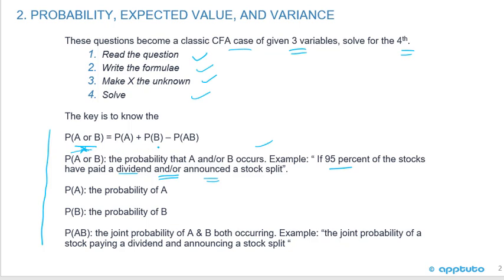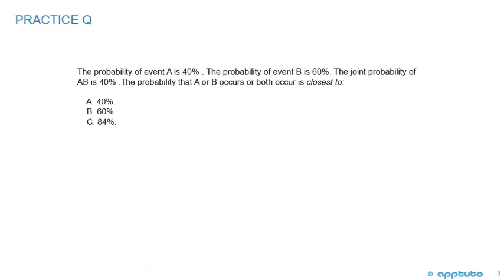Probability of A and probability of B should be easy to identify in any question. And then finally, the last variable here, the probability of AB, that's the joint probability of A and B both occurring. So the example is the joint probability of a stock paying a dividend and announcing a stock split. So when you see the words joint probability, if it's given to you, the number is going to fill in there. If they're asking you to solve for it, that becomes the x. So again, read the question, write out the formula, fill in what's given to you, solve for x. These become fairly easy. So let's look at a practice problem now.